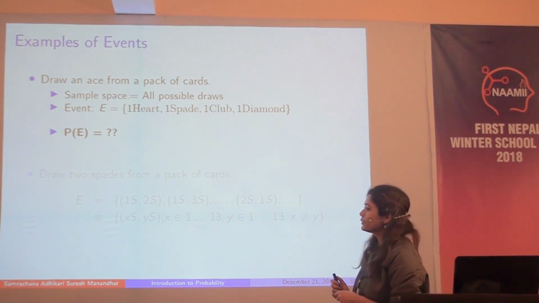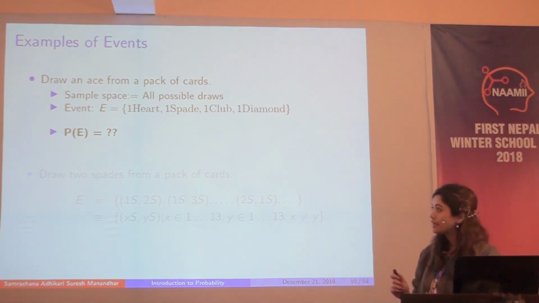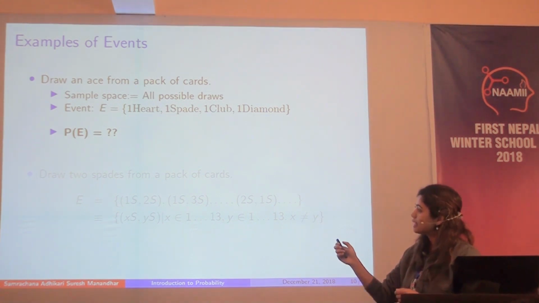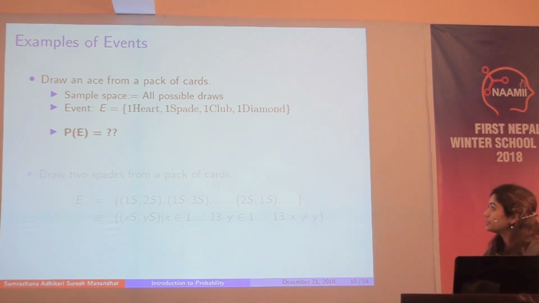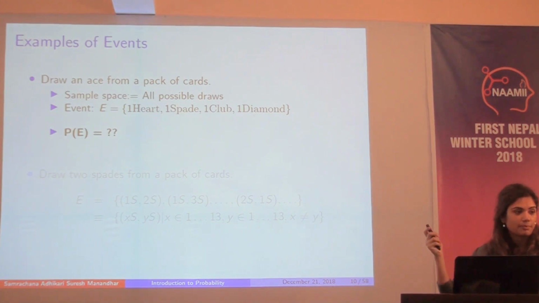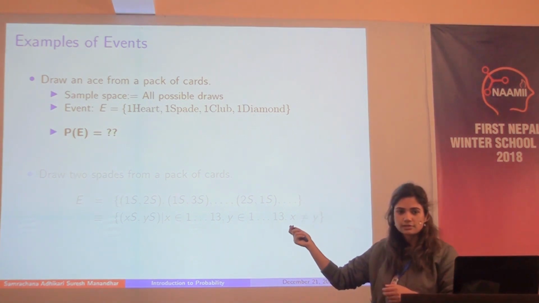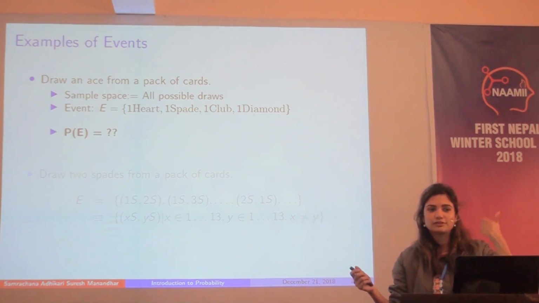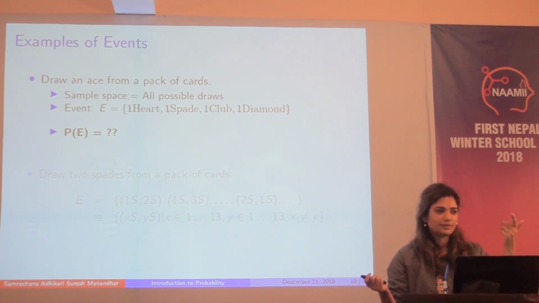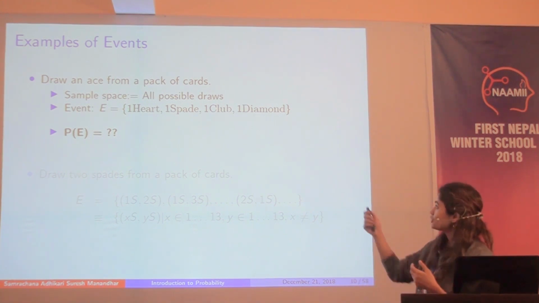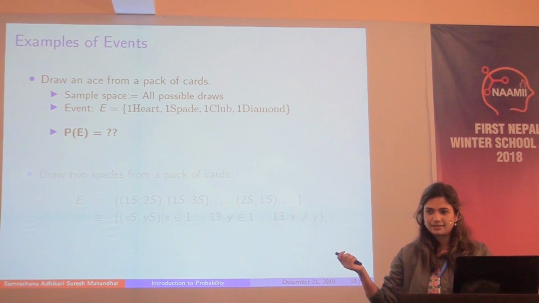So let's go through some more examples here. The first example I'll talk about is drawing cards from a pack of 52 cards. If I were interested in drawing an ace from a pack of 52 cards, then my sample space is all possible draws. So it starts from ace of hearts to king of hearts, and then ace of spades to king of spades, ace of clubs to king of clubs, and then ace of, what's the last one? Diamonds to king of diamonds. So these are, again, finite and countable.